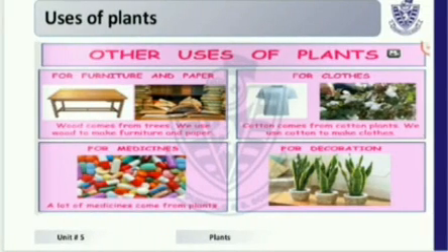Uses of plants. Plants are very useful to us. Plants give us air to breathe. They are like the lungs of the earth. Plants give us food. We eat different parts of plant as food. Many animals also eat plants. We can use plants to make furniture, clothes, medicine, and for decoration.